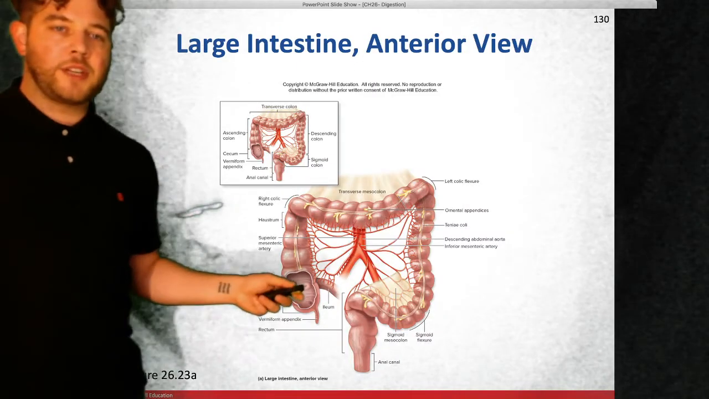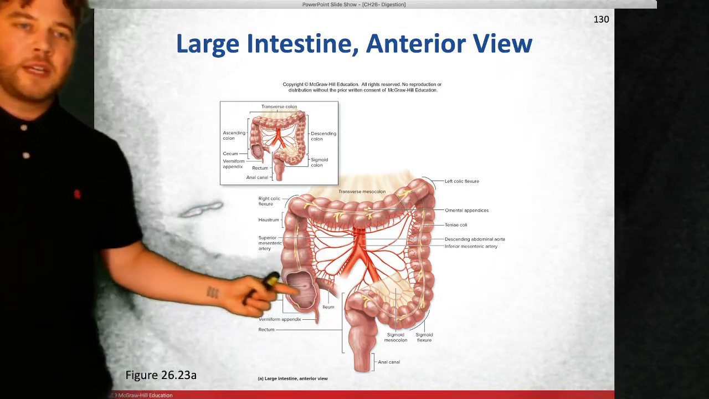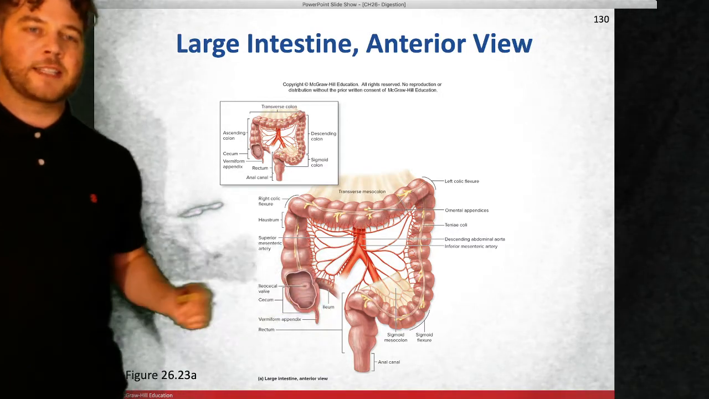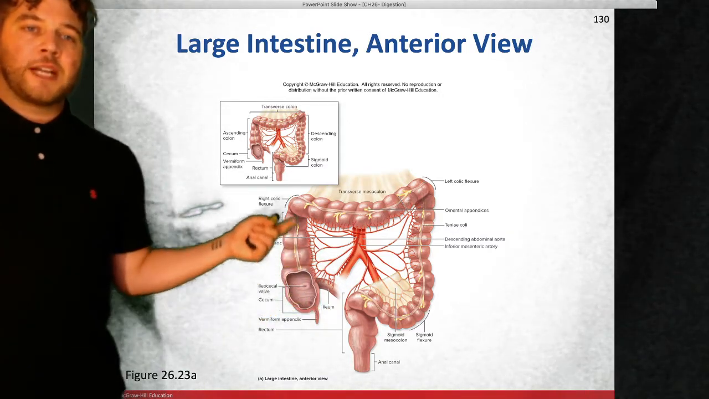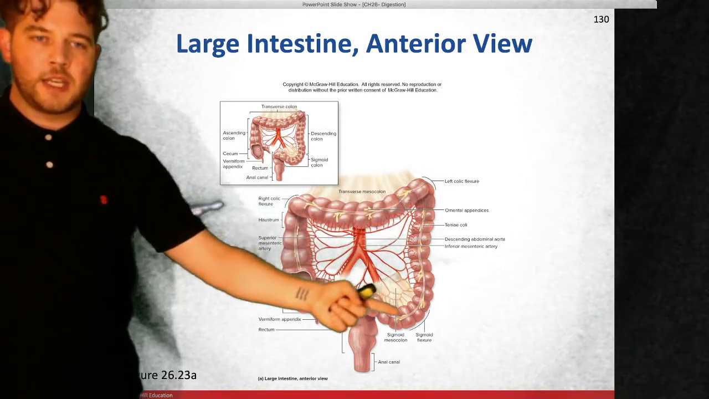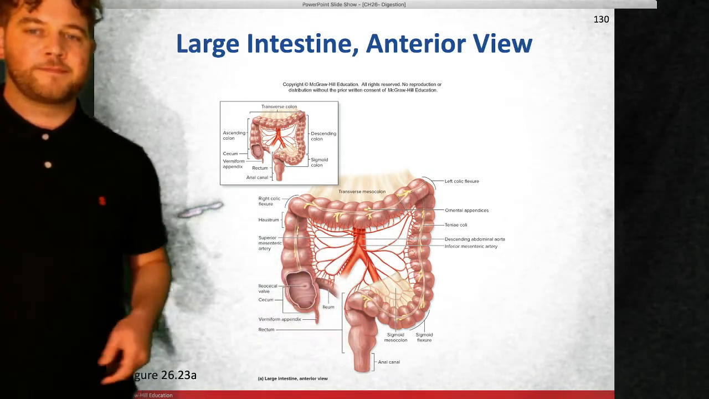Here you go. So you can see here's your ileum. Chyme comes in through the ileocecal valve. There's your cecum, and then your appendix is right there, so chyme can just get stuck right in the appendix. Chyme will then travel up the ascending colon, across the transverse, down the descending, and then you have your sigmoid colon before it gets stored in the rectum.